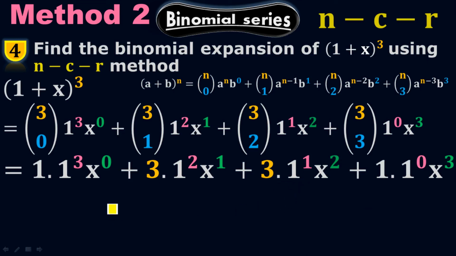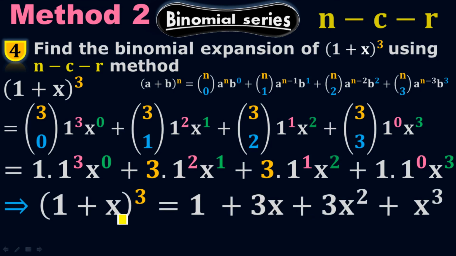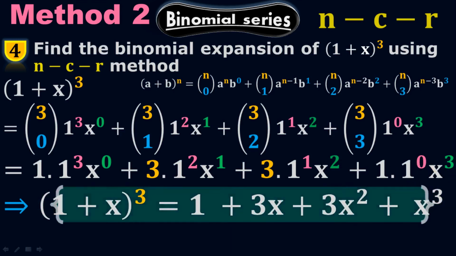Again, there is a symmetry, which implies that (1 plus x) to the whole cubed equals 1 plus 3x plus 3x squared plus x cubed. Because x to the 0 is 1 and 1 to the 3 is 1, so 1 times 1 times 1 is 1. Similarly, x to the 1 is x, 1 to the 2 is 1, so 3 times 1 times x is 3x. 1 to the 1 is 1, so 3 times 1 times x squared is 3x squared. 1 to the 0 is 1, so 1 times x cubed is x cubed. There we got the final answer. This is the final binomial expansion of (1 plus x) to the whole cubed using the NCR method.